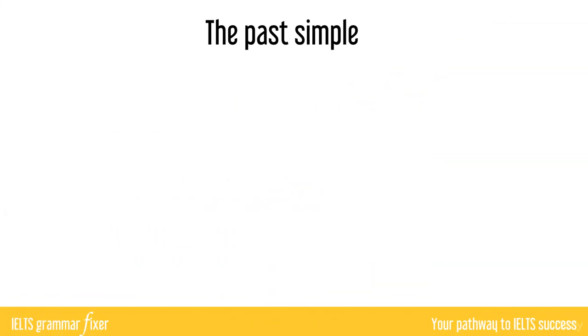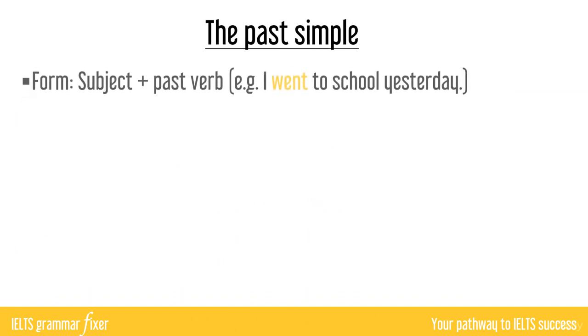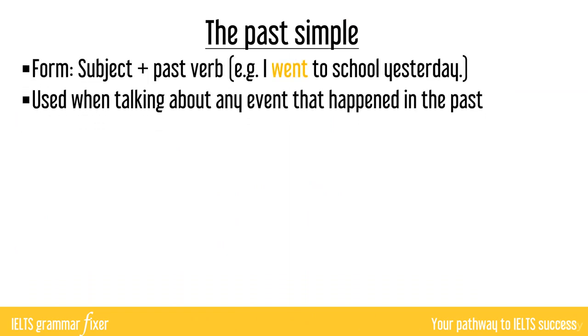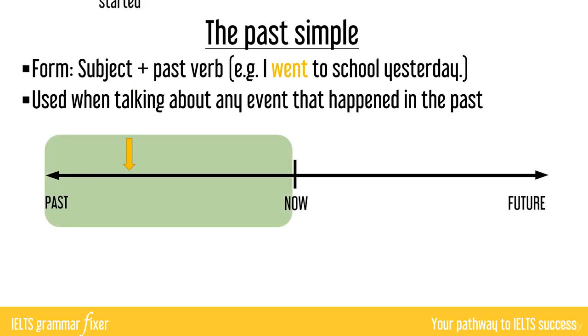Let's have a look at the form of the past simple first. Simply, the subject should be followed by a verb in the past tense. When do we use the past simple? You use it when you talk about any event that happened in the past. When I said happened, it means a particular event began in the past and ended in the past. By using the past simple, you are simply indicating that something happened at a specific time in the past.